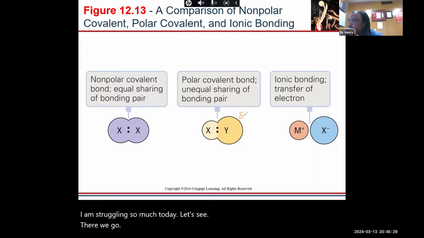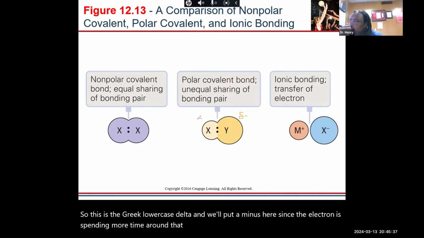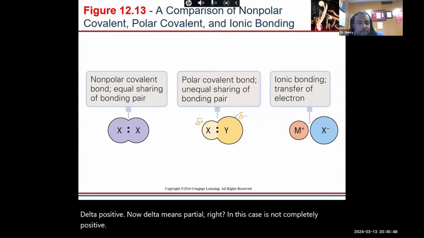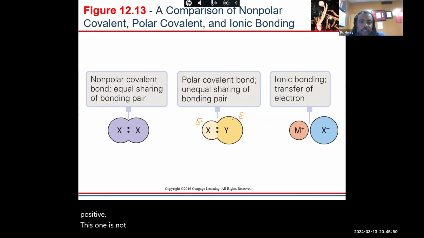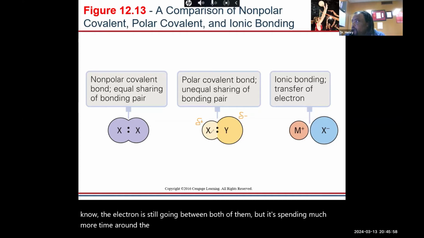So this is the Greek lowercase delta, and we'll put a minus here since the electron is spending more time around that one. And then this guy would be delta positive. Now, delta means partial, right? In this case, it's not completely positive. This one is not completely negative. It's partial. They're sharing the electron. The electron is still going between both of them, but it's spending much more time around the Y than it is around the X.